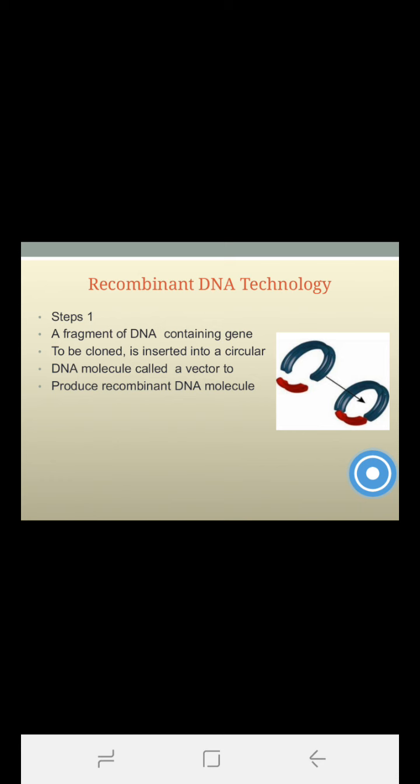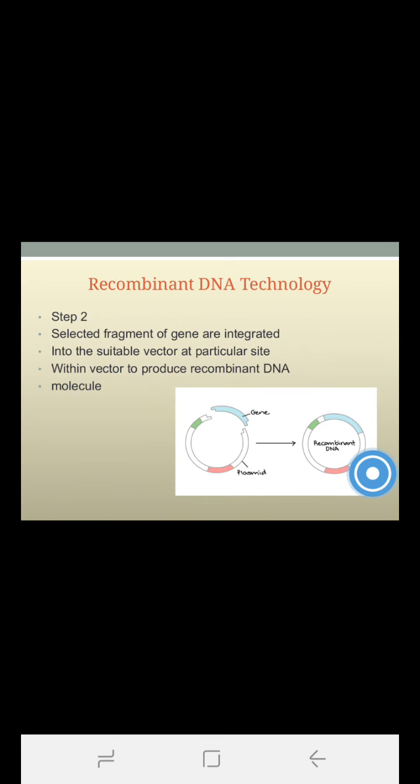The second source of getting the desired DNA fragment or gene fragment is called a cDNA library. In the cDNA library, we have to perform reverse transcription. The normal process is that DNA is converted into RNA and RNA is converted into protein. But in the case of a cDNA library, the RNA is converted back into DNA. That DNA becomes cDNA with the help of the enzyme reverse transcriptase. So these are the two sources from where we can get the desired gene fragment or DNA fragment for the cloning.